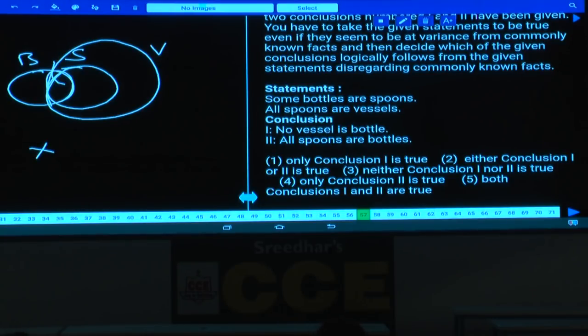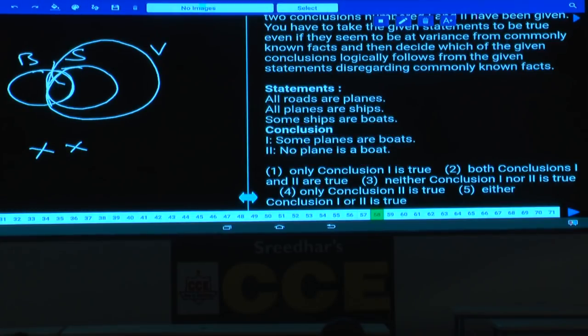And second one, all spoons are bottles. All spoons are bottles is also false. Hence neither one nor two. Choice 3 is done. Again, if you observe here, what happened to the first conclusion here? Negative conclusion. The statements are affirmative, so it cannot be drawn. Hence the first one will be false forever. Done? And 57. Then what about 58?